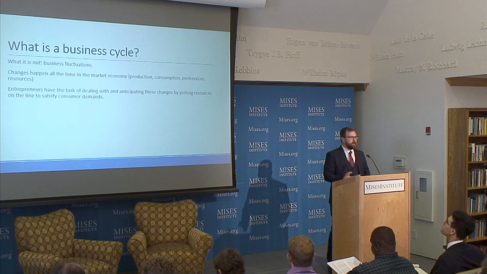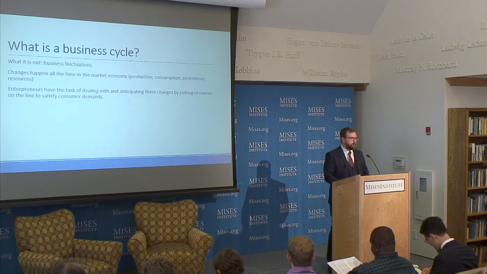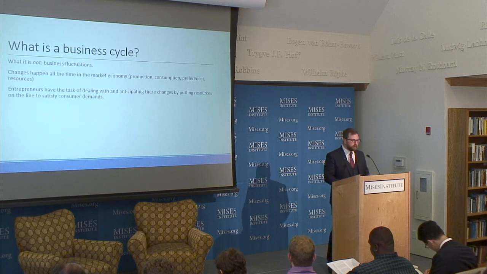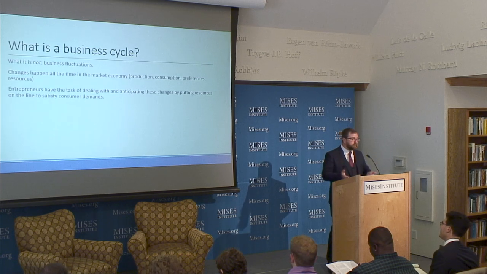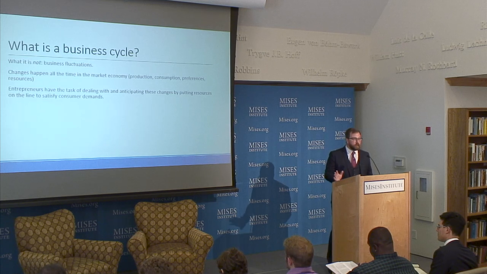Okay, so let's define a business cycle by first ruling out what business cycles are not. In America's Great Depression, Rothbard is very clear that business cycles do not refer to regular, everyday industry or firm-specific fluctuations. There are business fluctuations that happen all of the time due to changes in the market data, including consumer preferences, our ideas about technology that we can use to produce different things, and the sheer amount of consumption and time preferences and the resources that we have at our disposal. These sorts of things are changing all of the time.